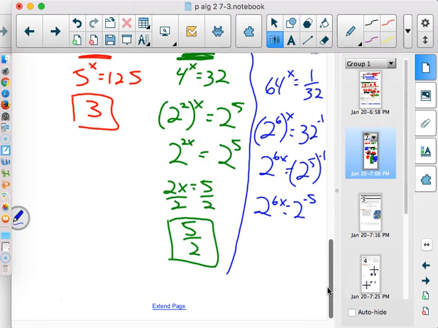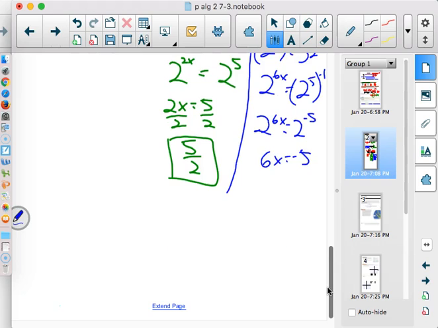Twos are already the same. That's not our job. Our job is, when does 6x equal negative 5? And we divide both sides by 6. And there's our answer. Negative 5/6.